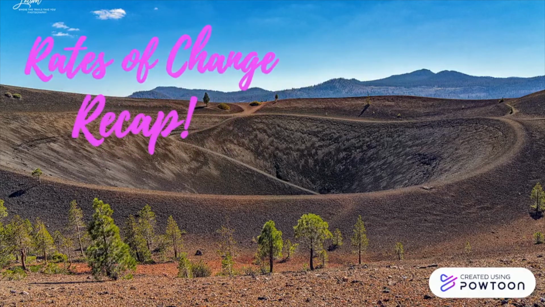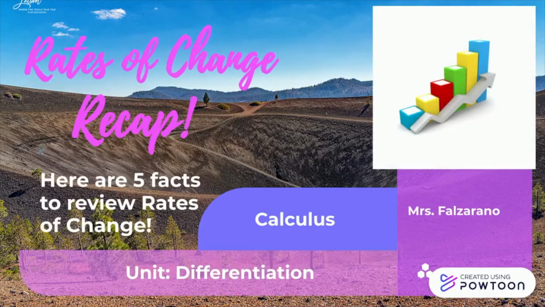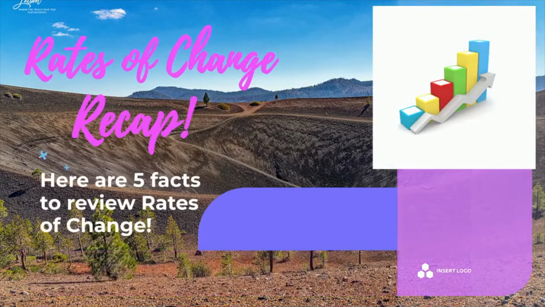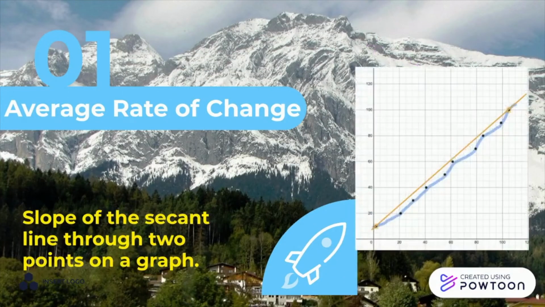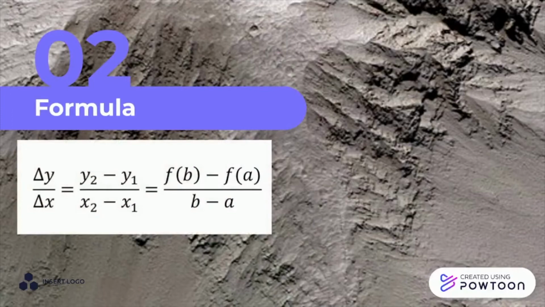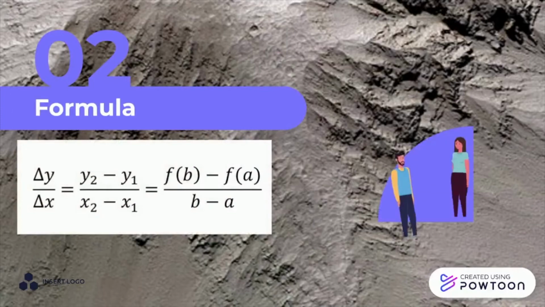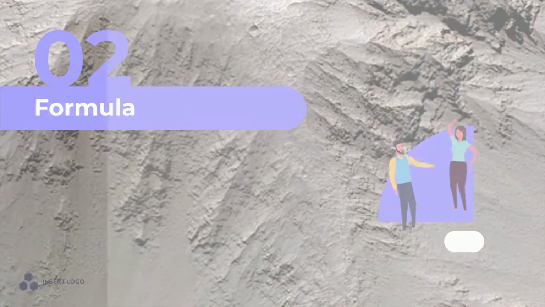To summarize what we learned in this unit, we're going to be looking at 5 facts to review rates of change. Fact 1. The average rate of change can be found by calculating the slope of a secant line through 2 points on a graph. Fact 2. The formula for average rate of change is change in y divided by change in x, or slope.